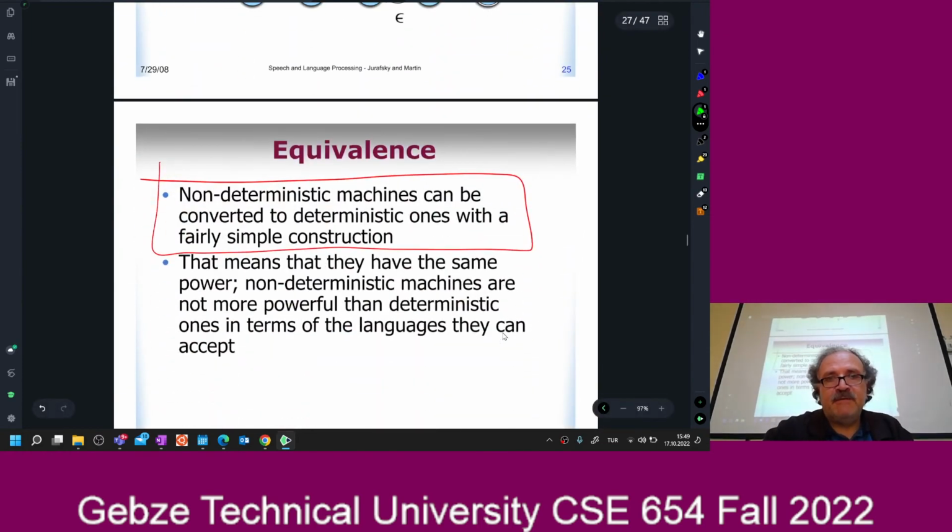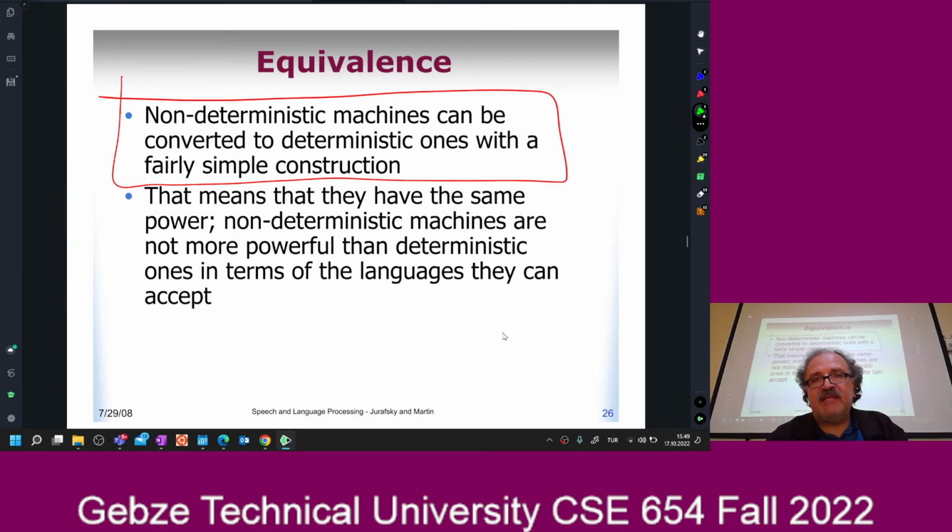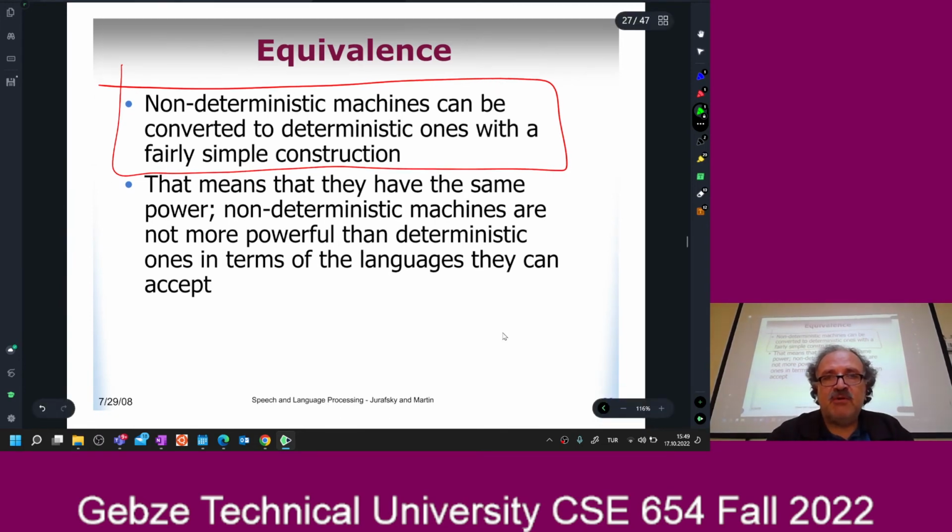Again, I kept saying this over and over again, maybe 10 times. Non-deterministic machines can be converted to deterministic ones with a fairly simple construction. By fairly simple, I mean a fairly simple set of rules. So there is no power difference between those. I cannot say that one of them is more powerful than the others.